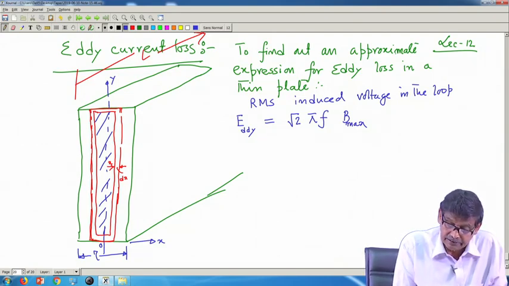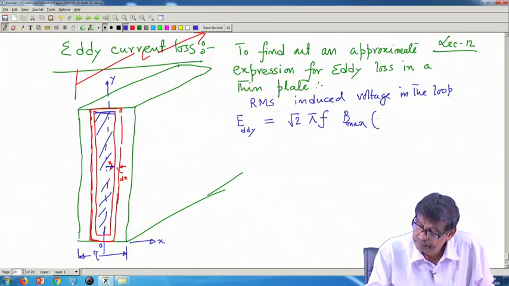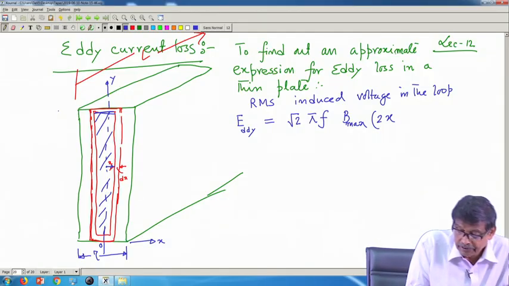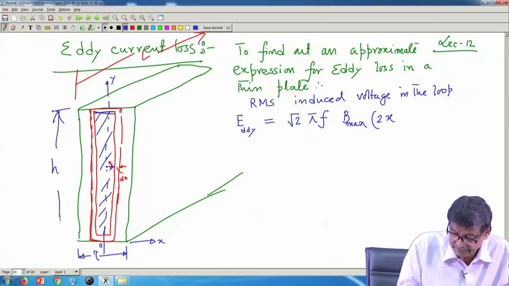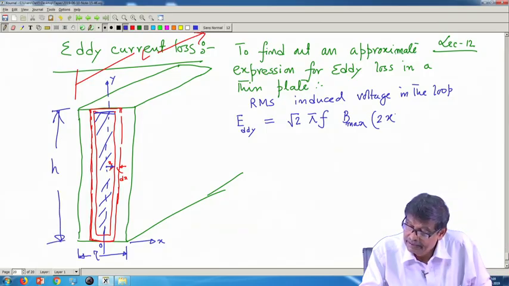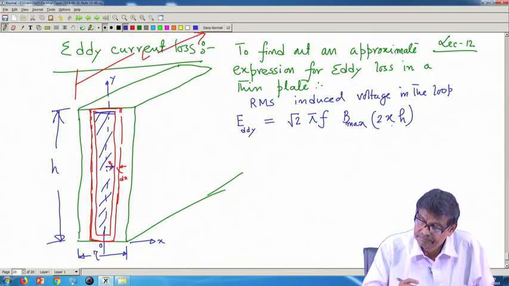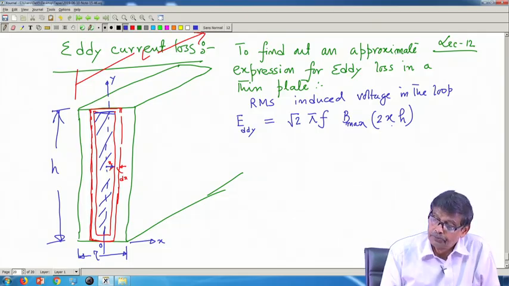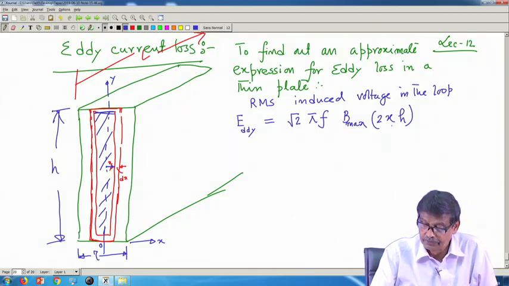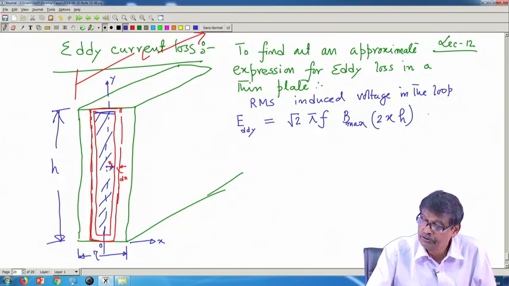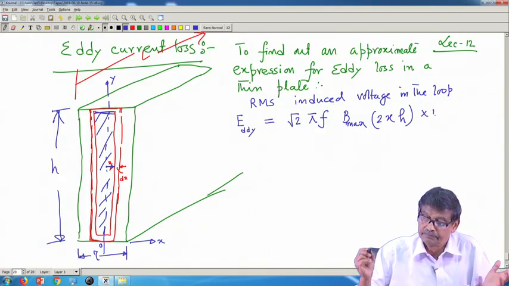What is that area? This is 2x, at a distance x I have taken. So, 2x into, suppose this is the height, I just call it h here, into h. So, root 2 pi f B max into 2x into h, it is phi max into number of turns, that is 1.